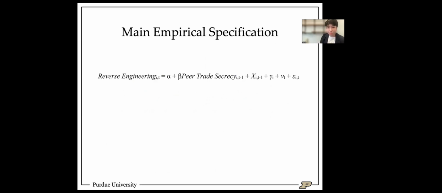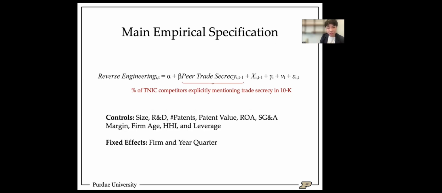Now turning to our main empirical specification, we're going to run a panel regression, simply regressing this reverse engineering measure on the percentage of competitors that have trade secrecy. And again, how we measure this is simply the number of text-based competitors that explicitly mention trade secrecy in their 10-K during that period. The control variables that we include are very standard, variables that are potentially correlated with companies' innovation activities. And the key fixed effect structure is at the firm and quarter level.